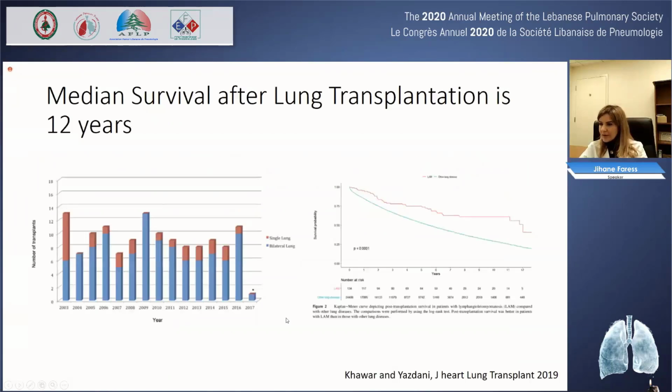The median survival of LAM after lung transplant is about 12 years, which this graph shows is much better than for other lung diseases that get transplanted. The number of patients in the US that are transplanted for LAM is about 10 to 12 a year.